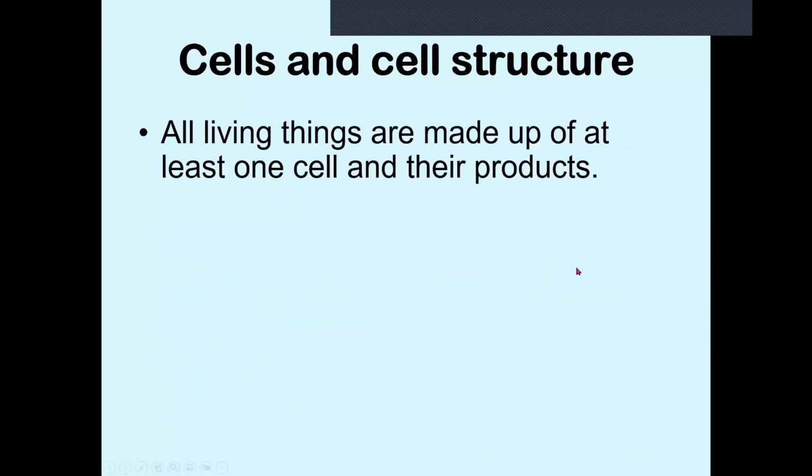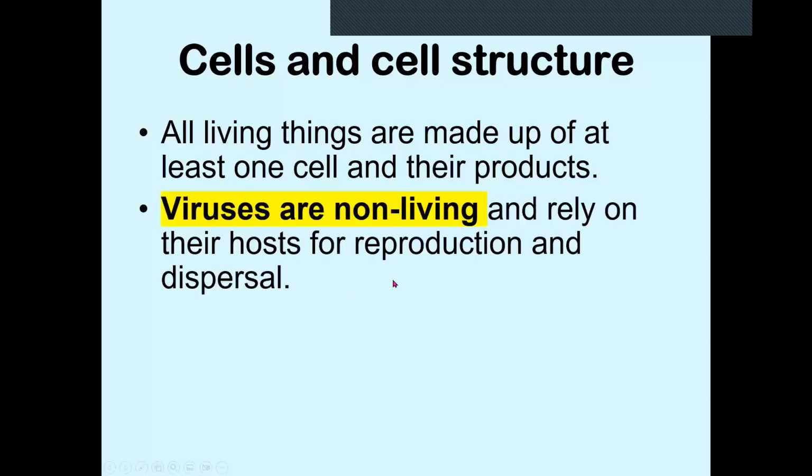Okay, so the standard start is all living things are made up of at least one cell. Anything less than one cell, you're either a prion or a virus, or a couple of other things as well. But, okay, so viruses are non-living.